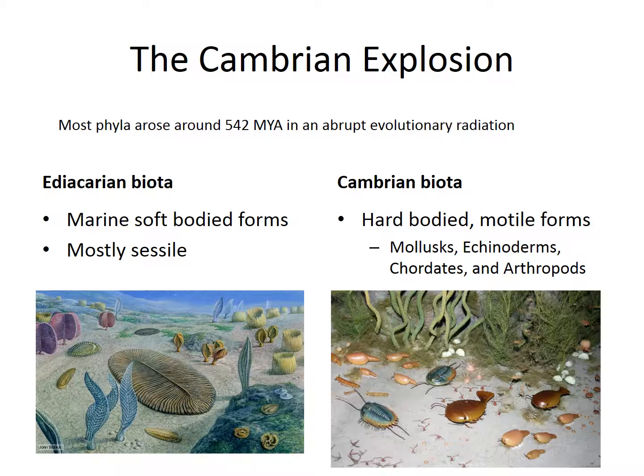And we went from these kind of marine, soft-bodied forms that were mostly sessile, or stayed in one place, to a bunch of hard-bodied, more mobile forms, such as mollusks or echinoderms, which include things like starfish, chordates, which include fishes and us and birds, and arthropods.